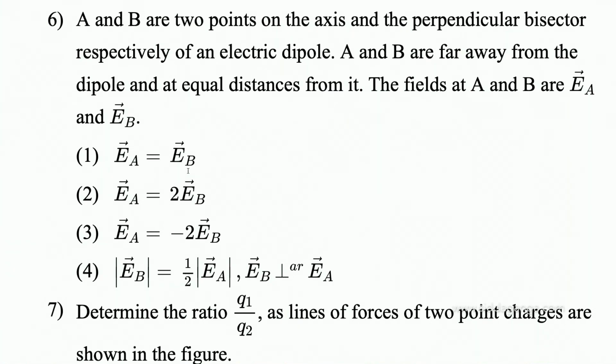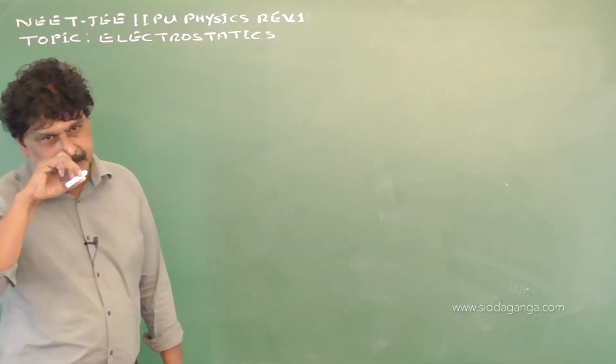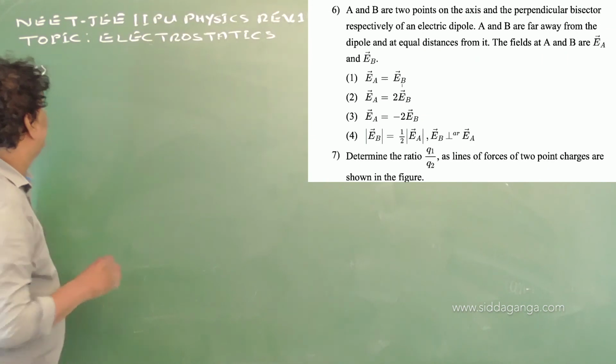Now, A and B are two points on the axis and the perpendicular bisector respectively of an electric dipole. A and B are far away from the dipole and at equal distances from it. The fields at A and B are EA and EB. Then what is the relation between EA and EB?